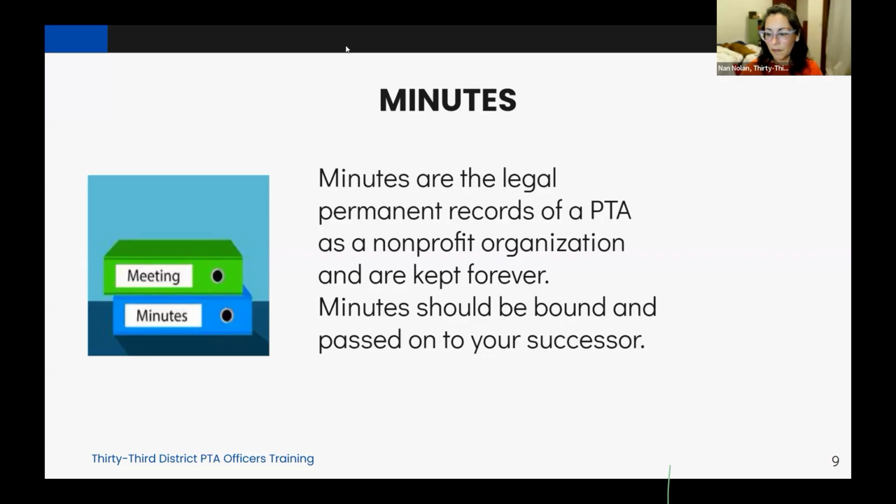Okay, I see that Jasmine has a question. Jasmine, your question? Yes, hi, thank you. I see here that it's saying that they should be bound. We have ours just in 3-ring binders, going back a long time. Okay. Moving forward, should I just try to bind them? I don't think we have the budget to bind everything that's happened previously.